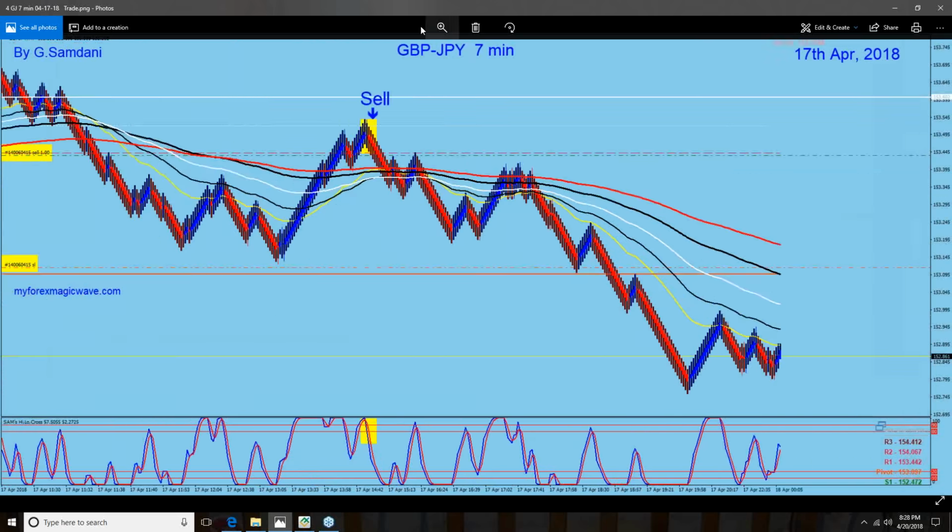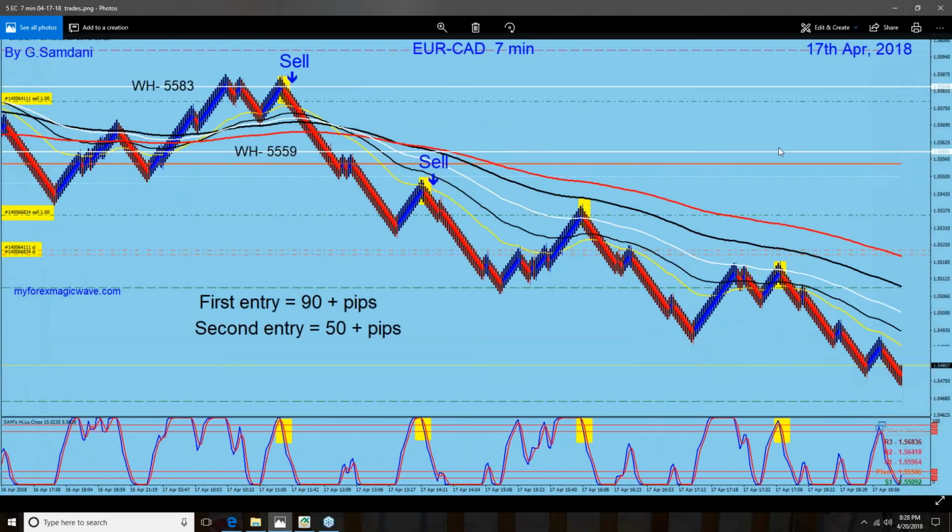The next trade is Pound Yen from the 7-minute chart. Again, it was a nice drop. Retrace entry, there was a beautiful entry. This one was a very good entry too, and this was also a very good entry, but this is the only one I took. One entry is enough. SL moved down all the way. This is all on the 17th, one day.